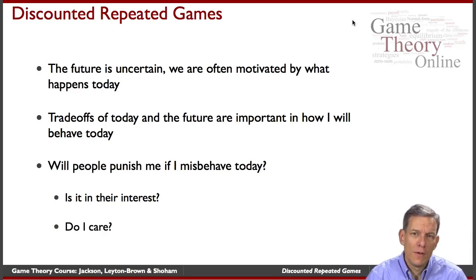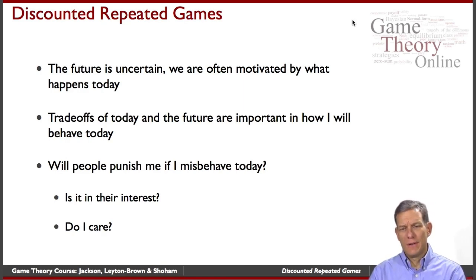The idea here is that if I misbehave today, I have to think about how people are going to react. If we're trying to support cooperative behavior in a prisoner's dilemma, I can behave today or I can cheat and defect. If I do that, I get a temporary gain, and then I'm possibly punished in the future. So the important questions are: will people want to punish me in the future? Is it going to be in their interest? How much do I care? What's my discount? Do I care a lot about the future or just a little bit?